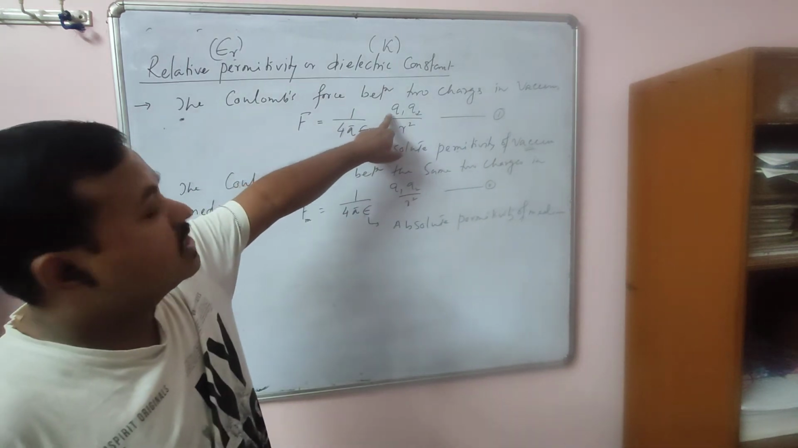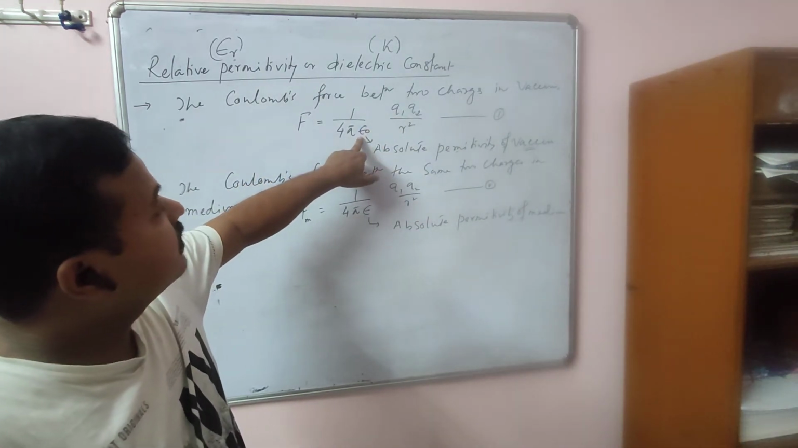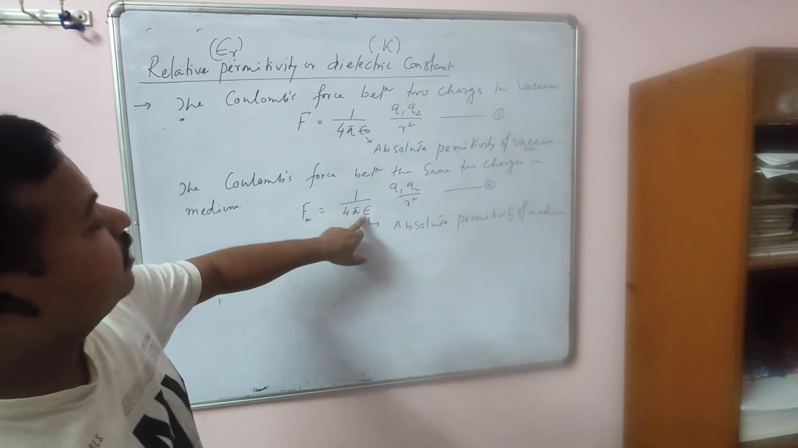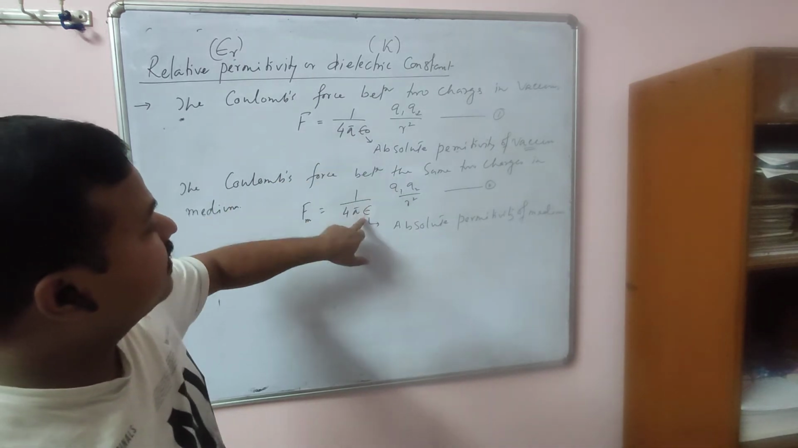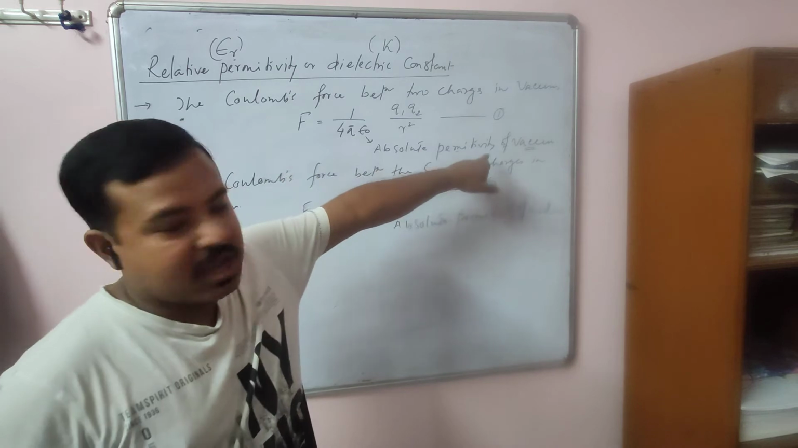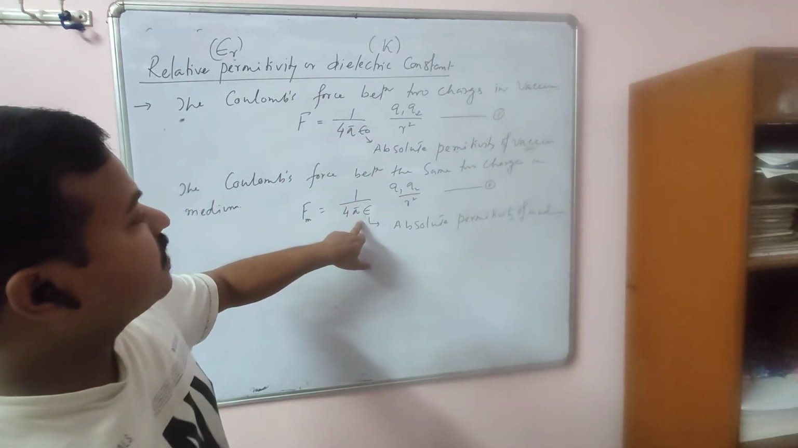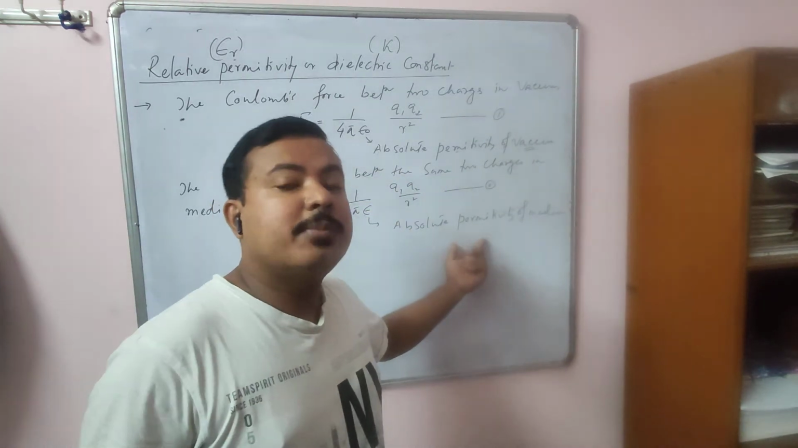So now you can see the change. If the two charges are placed in vacuum, you use epsilon 0. If two charges are placed in a medium, you use epsilon. The values are different. The value for vacuum is fixed, I have already given you. But the value for a medium depends on what type of medium it is.